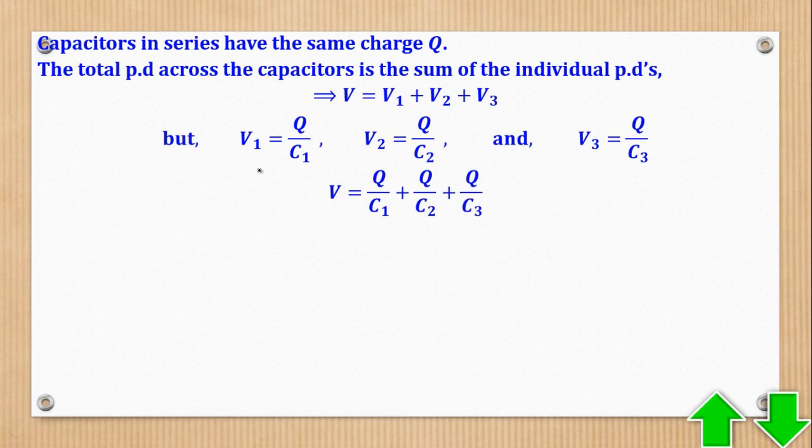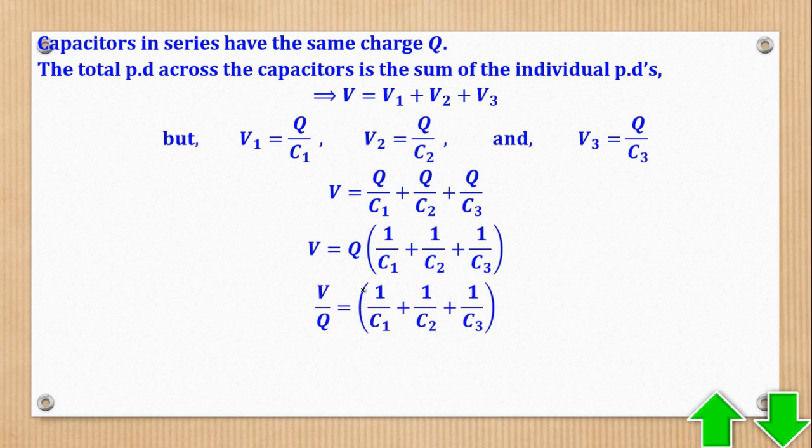Then from there, what I'm going to do, I'll substitute for V1, V2, and V3. Then I'll realize that Q is common. I can factorize it out to remain with 1 over C1, 1 over C2, and 1 over C3. Then from there, I'm going to bring this Q this side to come up with Q over V.